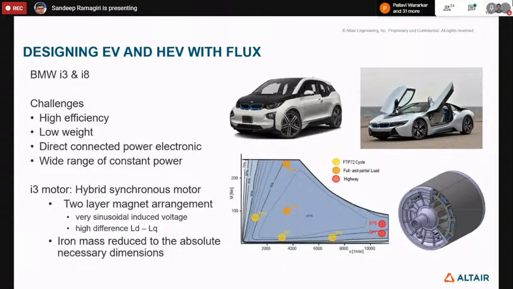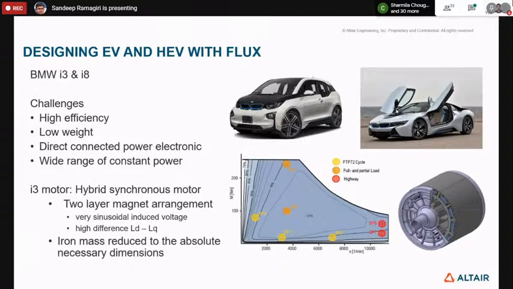On some other case studies, coming from BMW, the i3 and i8 electrical cars. This is basically for the design of a hybrid synchronous motor. As you can see here, the challenges were high frequency, high efficiency, and low weight. And as I said, when we have power electronics, we have a lot of problems. We need to nullify those problems, and get a wide range of constant power, especially in the field weakening region. So we need to target reaching higher RPM. That's what they were targeting.